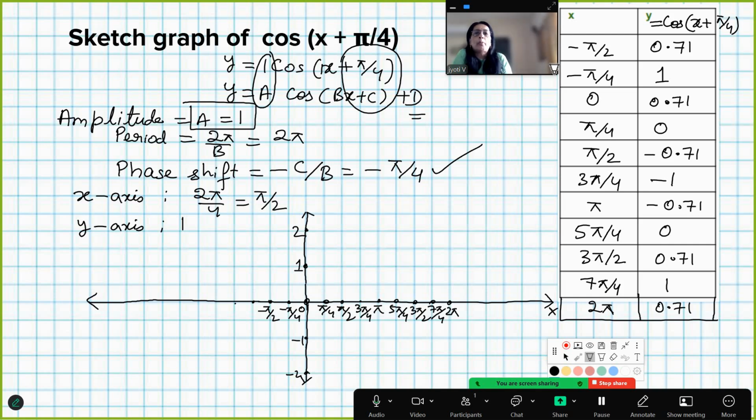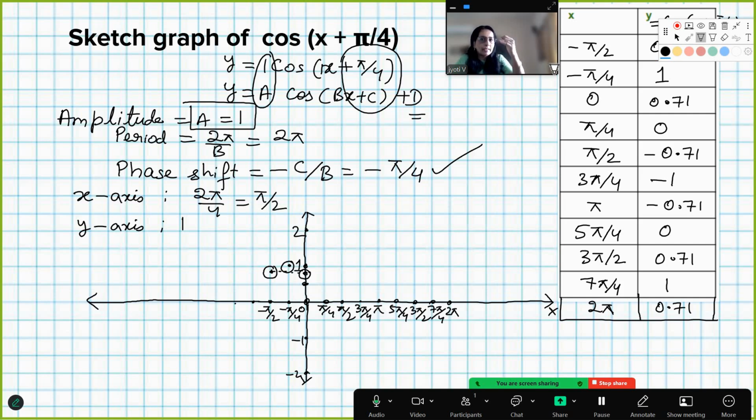The first one, negative pi by 2 and 0.71. So this is somewhere 0.5. 0.7 will be somewhere here. So I'm encircling that so that we can easily locate. Then negative pi by 4 and 1, that is the point. Then 0 of x-axis, 0.71 of y-axis, that is it. So generally we start from 1, when amplitude is 1, but this time it is a little bit lower than that. Pi by 4 and 0, I'm encircling that.